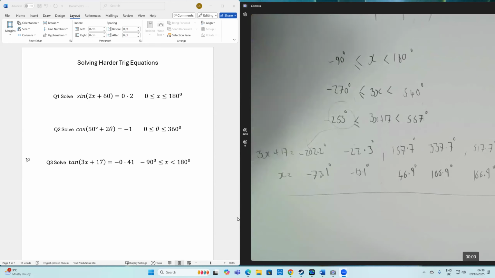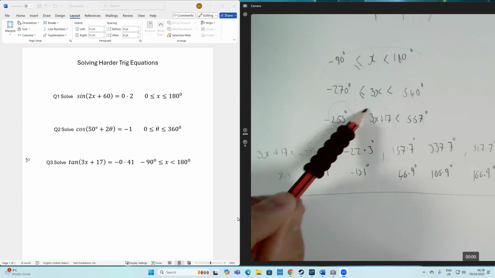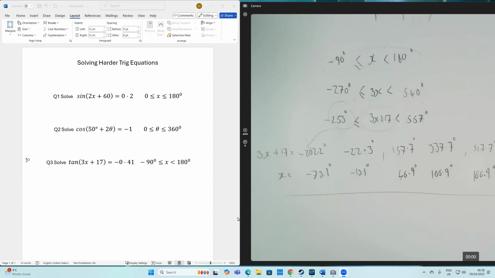But the key idea there is remembering to adjust the range of values that is given so that it reflects the range of values in the question. Absolutely essential, really important key skill that will be forming an essential part of much, much bigger questions moving forward, both in year 12 and year 13. Super important key idea there.